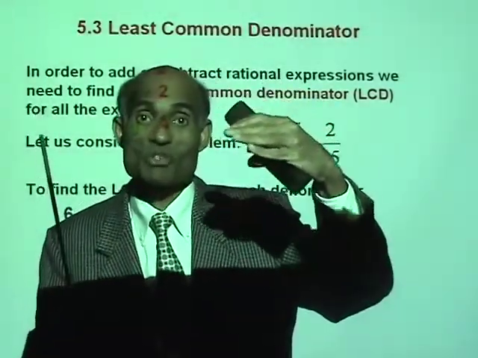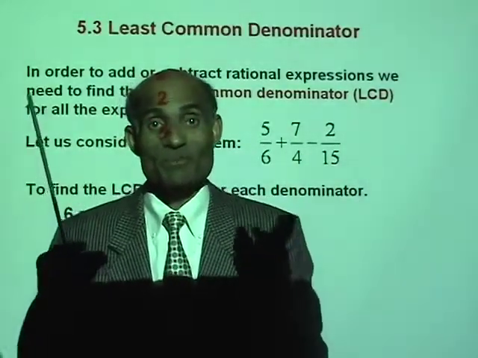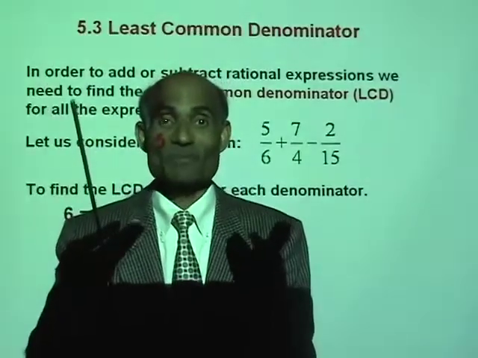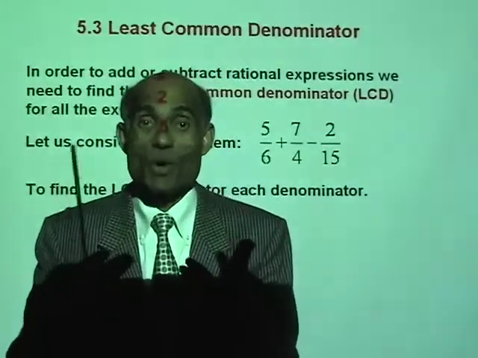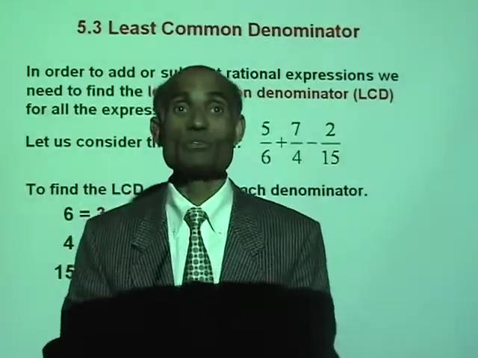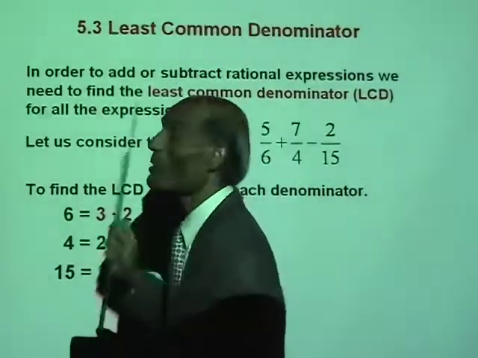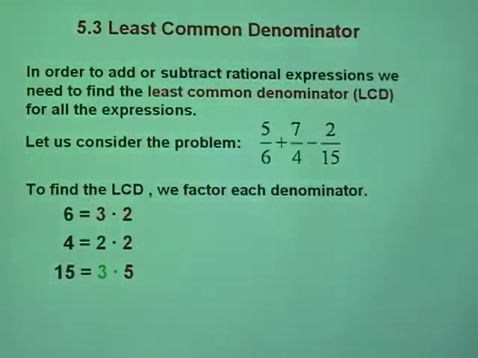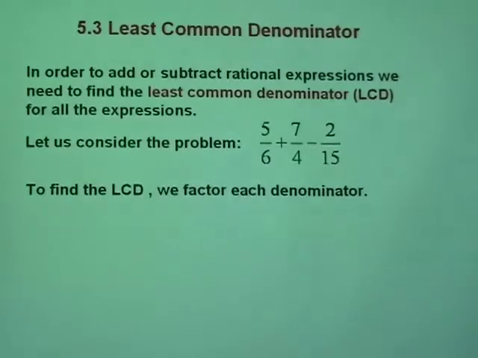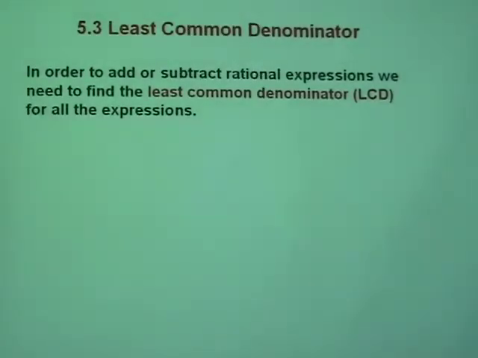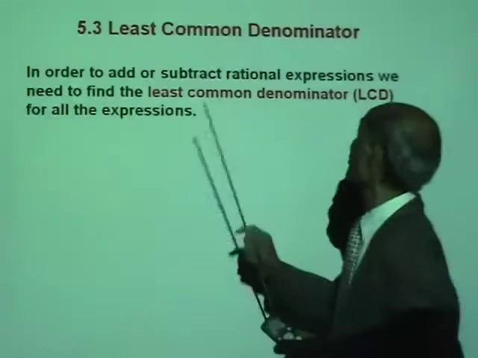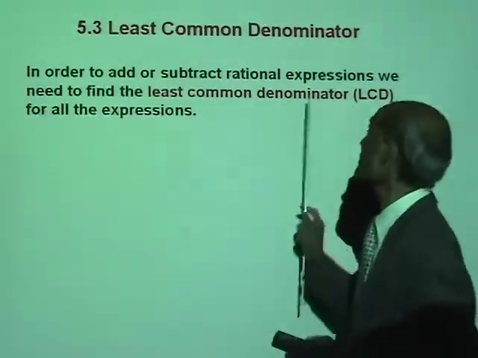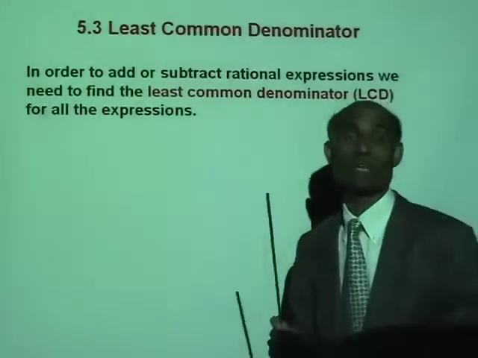A fraction has a numerator and a denominator. A rational expression has a numerator and denominator. In order to add quantities like that, you need the least common denominator. All right, let's now consider, in order to add or subtract rational expressions, we need to find the least common denominator, or LCD.